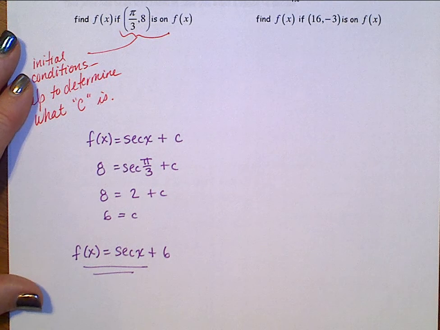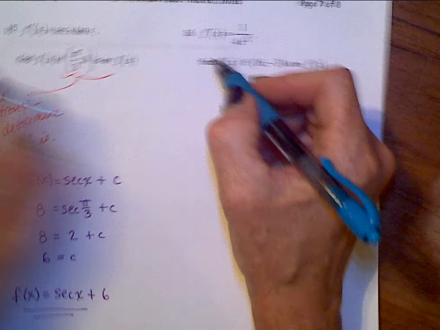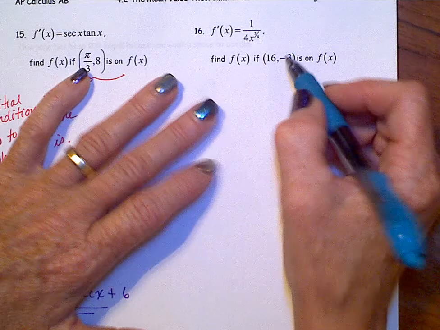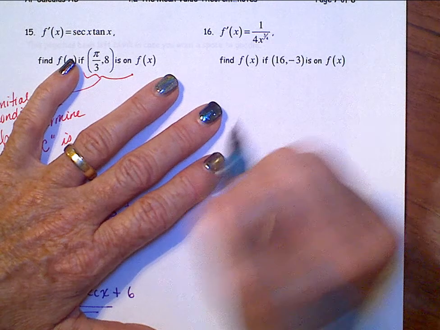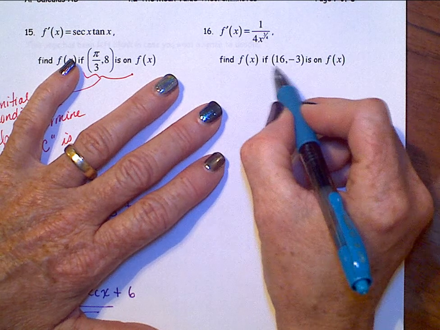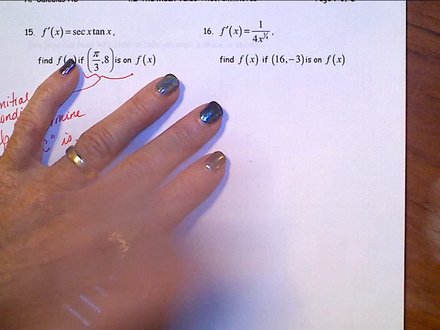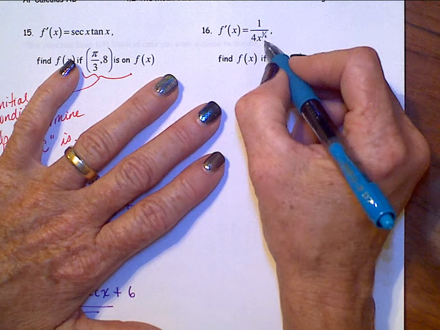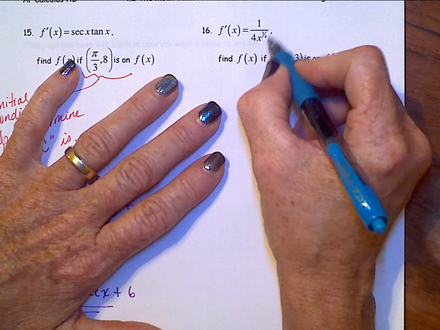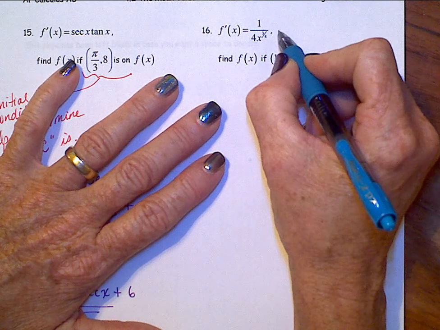Alright, look at this next one. F prime of x is 1 over 4x to the 3/4, and find f of x if (16, negative 3) is on f of x. Now, just like when we did derivatives, we could rewrite this. We're going to do the same thing. We're going to do an antiderivative.